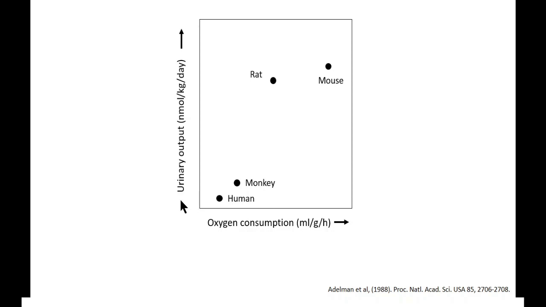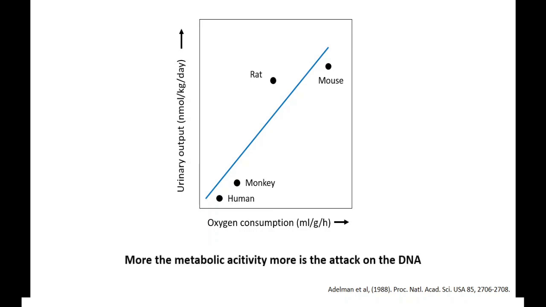Taking into account the data from all the species, a trend is clearly visible. There appears to be a direct relationship between urinary output of the modified bases and oxygen consumption rate. The more the oxygen consumption rate, the more the urinary output of the modified bases. And that leads to the following interpretation. The more the metabolic activity, the more frequent is the attack on the DNA.